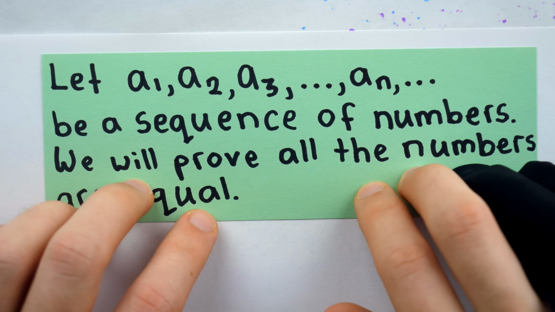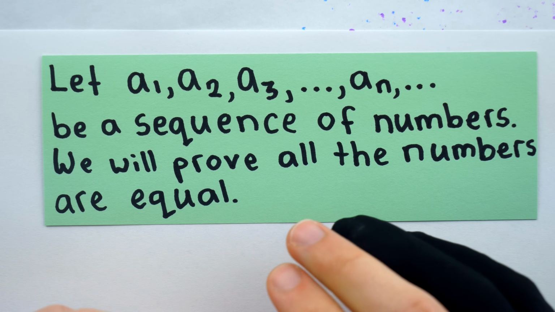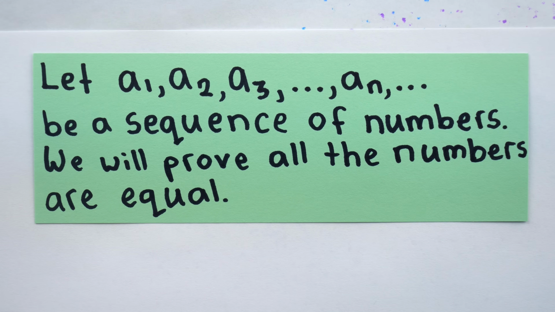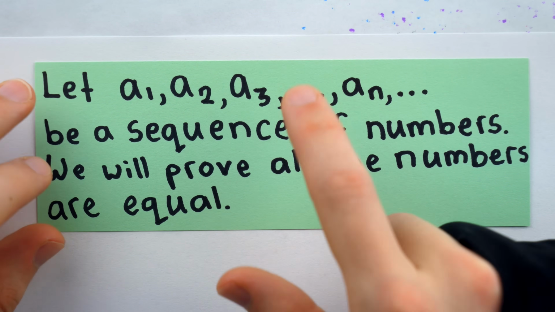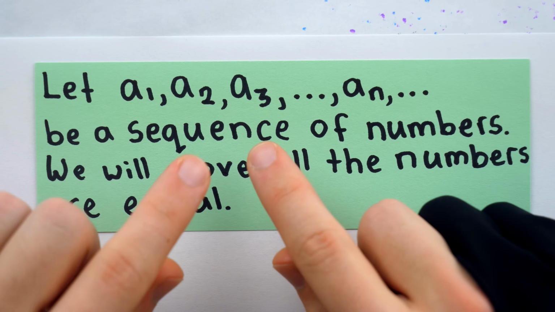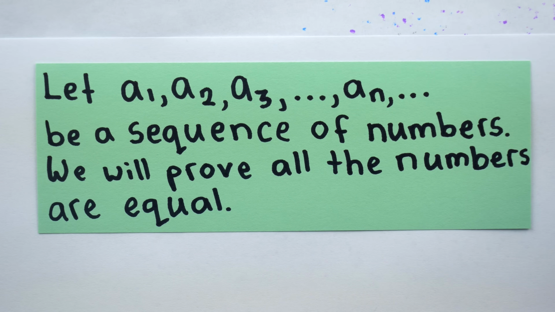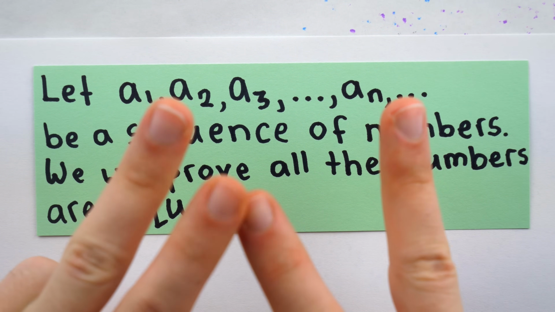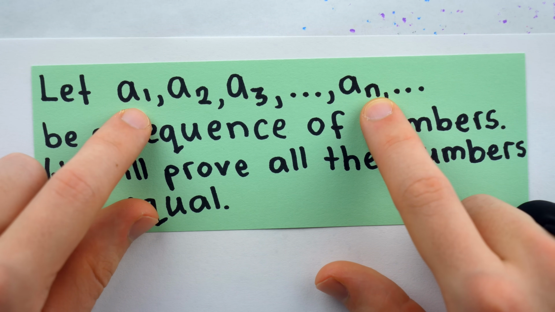Now, to use induction, we have to enumerate the statements we're proving in some way. So we're going to use induction on the size of sets of numbers from this sequence. So in the basis step, we'll prove that for any set of a single number from this sequence, all numbers in the set are equal. The second statement would be that for any set of two numbers in the sequence, all two numbers are equal. The third statement would be that for any set of three numbers in this sequence, all three numbers in the set are equal. And the kth statement would be that for any set of k numbers from this sequence, all of those k numbers are equal.